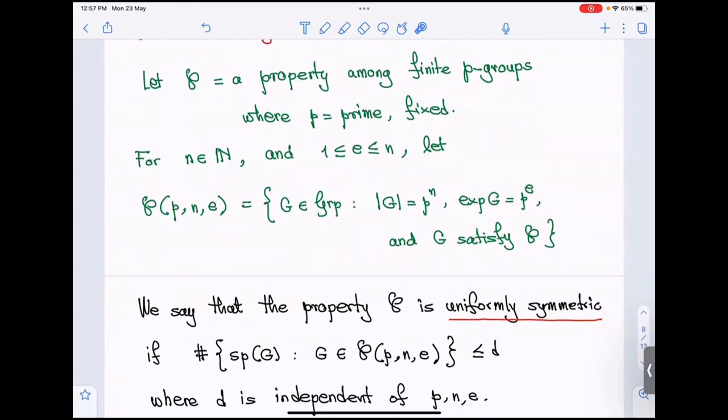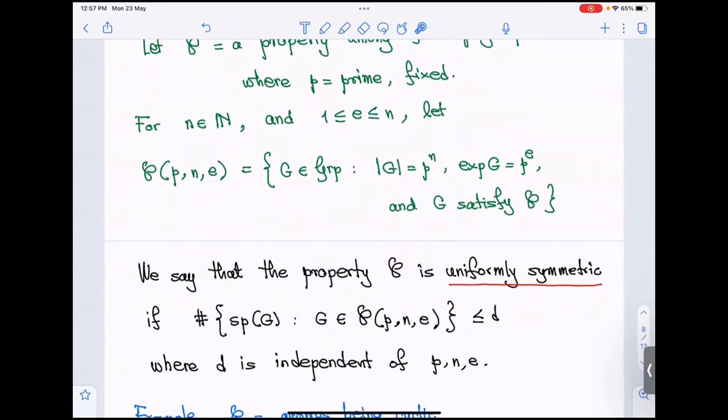Now I would say that this property P is uniformly symmetric if the number of spectra sets among these groups, which have fixed order p^n, fixed exponent p^e, and satisfy this property P, should be bounded above by some number d, and I expect that d to be independent of these three elements.